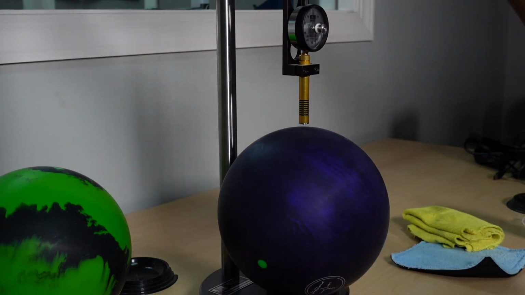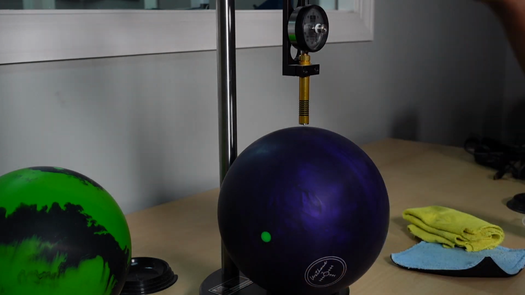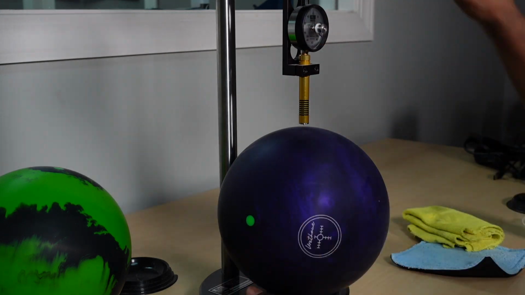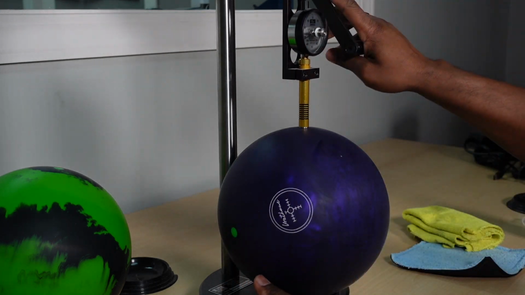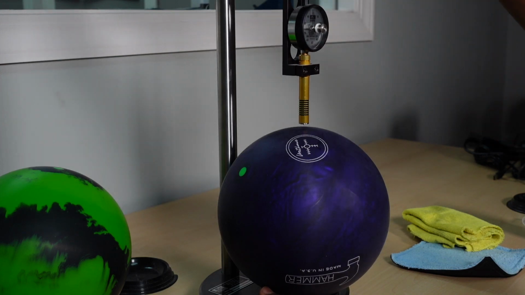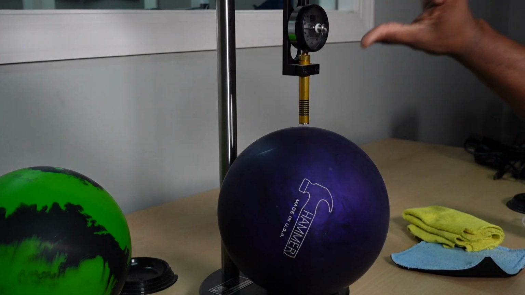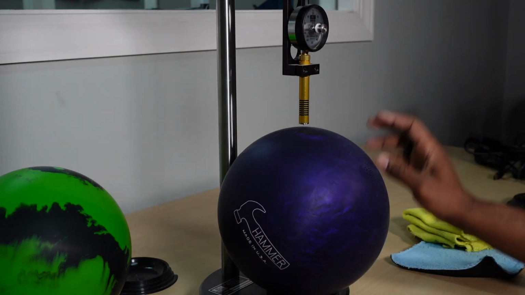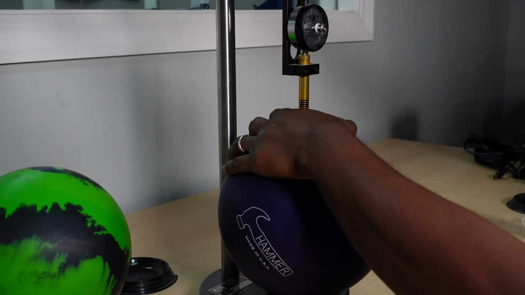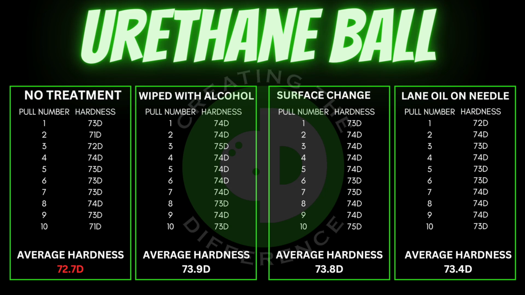So for the last part of our test, just like with the reactive ball, we're putting some lane oil on the needle to see if it affects hardness. Now the goal here is to sort of replicate a bowling ball that's been used. If we have a bowling ball that has oil in it or oil on it, how would that really be affected?